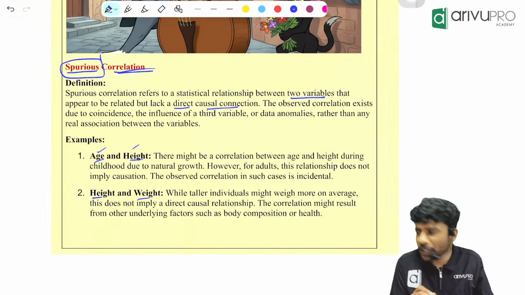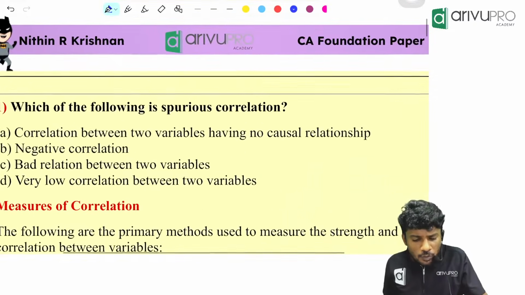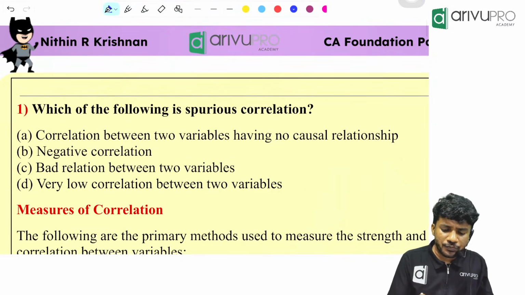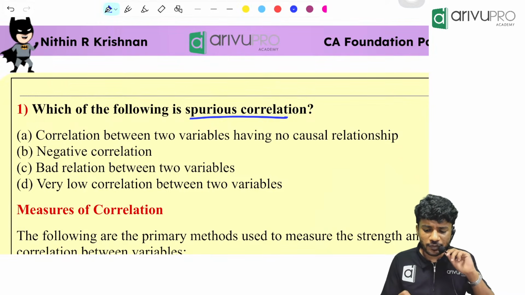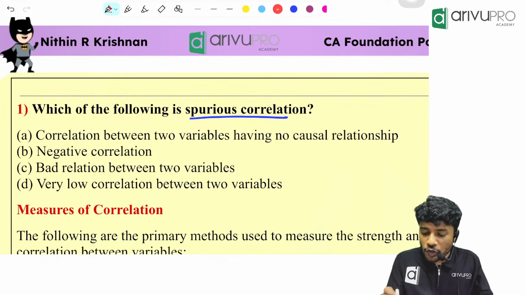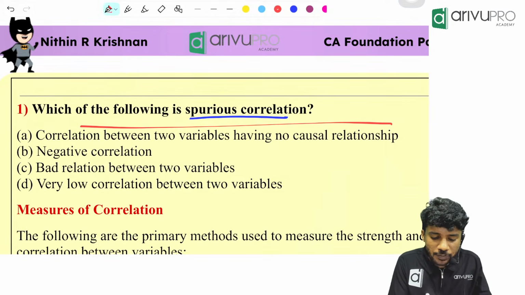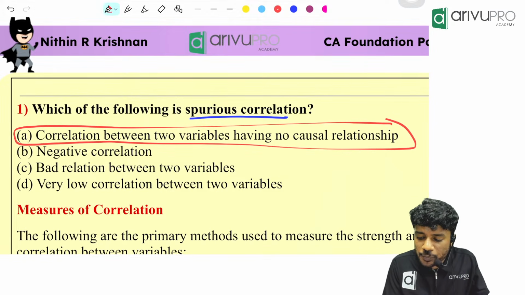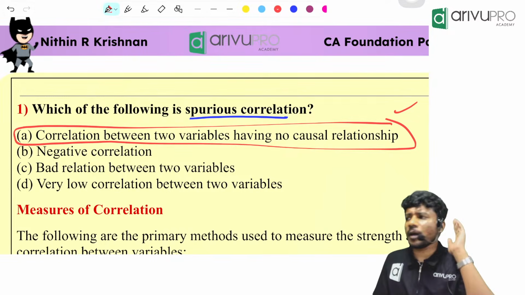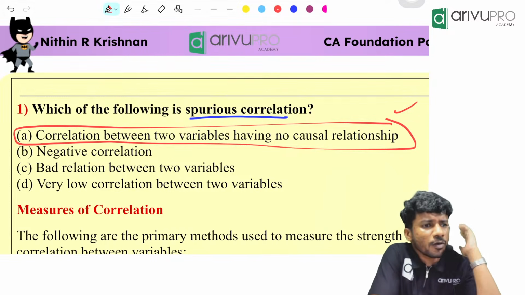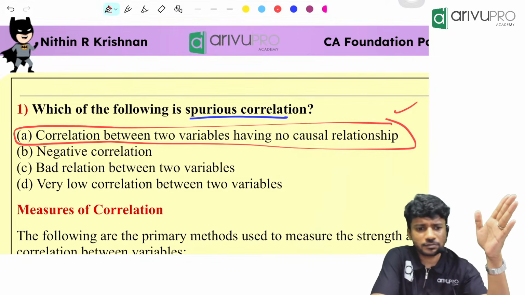Spurious correlation. Now, tell me which of the following is correct. Which of the following is spurious correlation? Correlation between two variables having no causal relationship is called spurious correlation. Now, in this chapter we will be studying how to find the value of R.